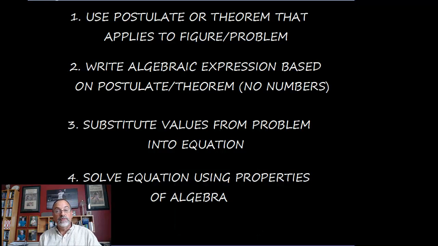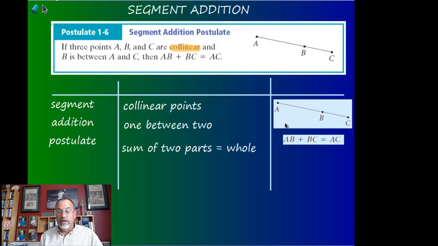This is the four steps that we talked about in a previous video, where we use a postulate or theorem that applies to the figure. In this particular one, I'm looking at a line, so I'm thinking about any postulates that have to do with lines. I then write the algebraic expression based upon that postulate, notice without using any numbers or variables. Then these two steps, you'll notice I don't even have to do in this problem, because there are no values to substitute in, there is no value to determine. So this is really the answer to the problem. AB plus BC is equal to AC, segment addition postulate.